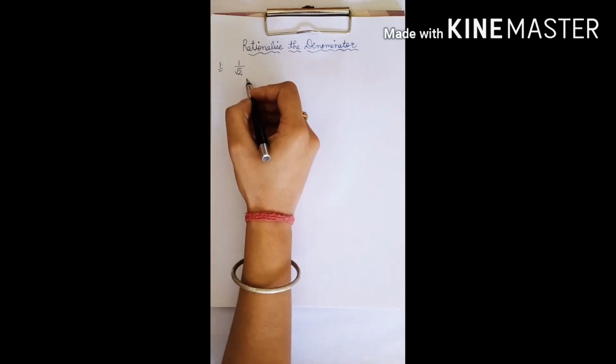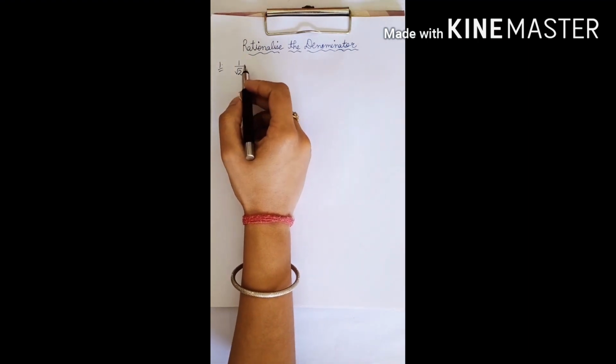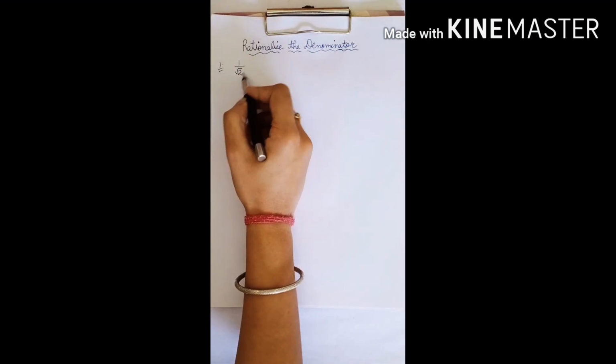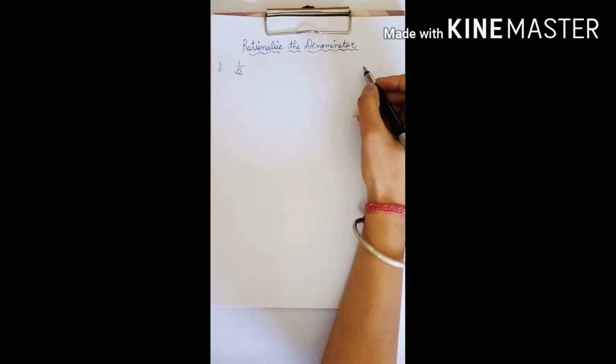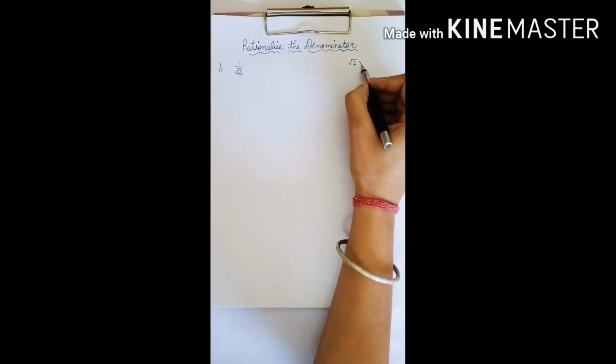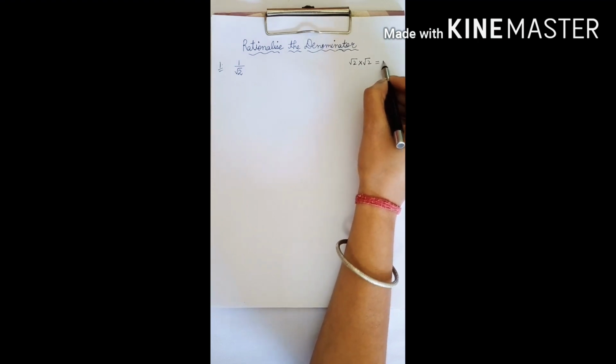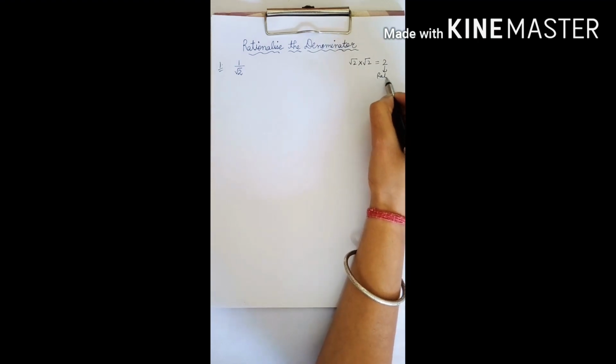Now how do we rationalize it? As we can see, there is root 2 in the denominator. To eliminate the root 2, we know root 2 multiplied by root 2 gives 2, and 2 is a rational number.